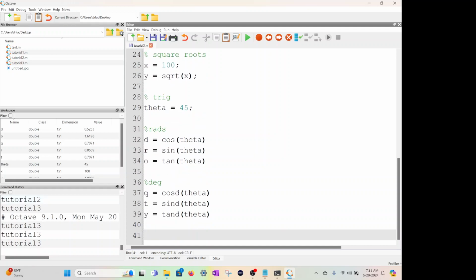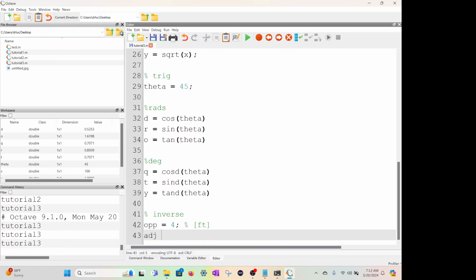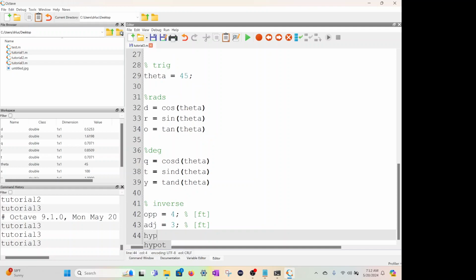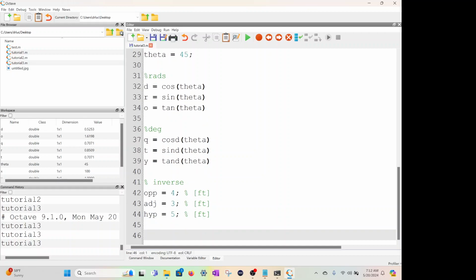Okay, what about inverse? You want to try to find the angle of a triangle. Let's see. So say we have opposite is 4 feet, and say your adjacent is 3 feet, and then your hypotenuse is 5 feet. And we want to find the cosine of the angle, the sine, or the tangent.